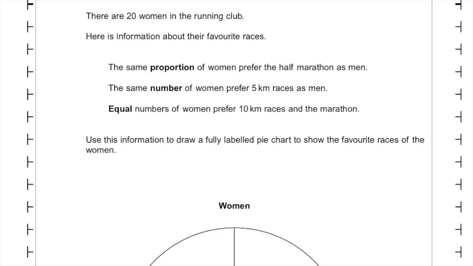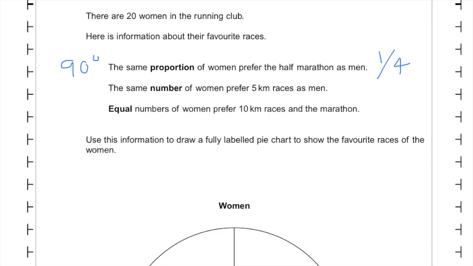There are 20 women in the running club. Here is information about their favourite races. The same proportion of women prefer the half marathon as men. Now, we knew a quarter of the men preferred the half marathon, so this means a quarter of the women prefer the half marathon. So we need a 90-degree sector to represent the half marathon.